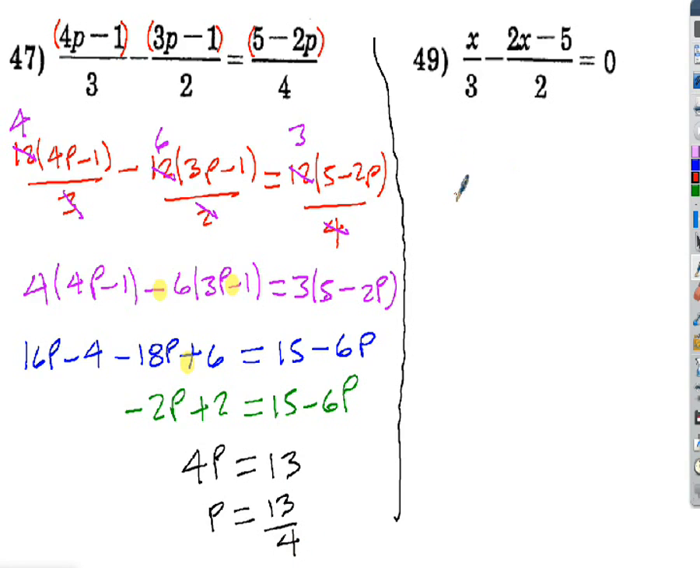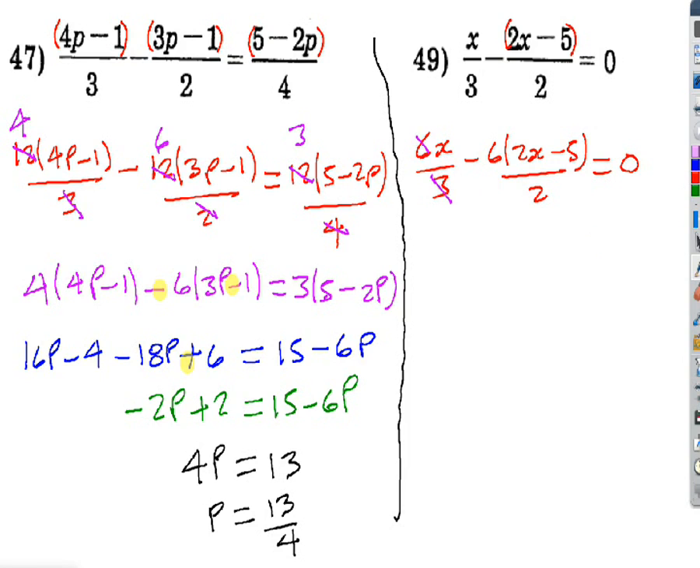In question 49, x divided by 3 minus, and again I can put brackets around here if I want to, the 2x minus 5 all divided by 2 is equal to 0 on the right hand side here. Again I will multiply throughout by the lowest common multiple, which is 6 in this case, so on my next line I will get 6x divided by 3 minus 6 multiplied by 2x minus 5 all divided by 2, and of course 6 times 0 is still 0.